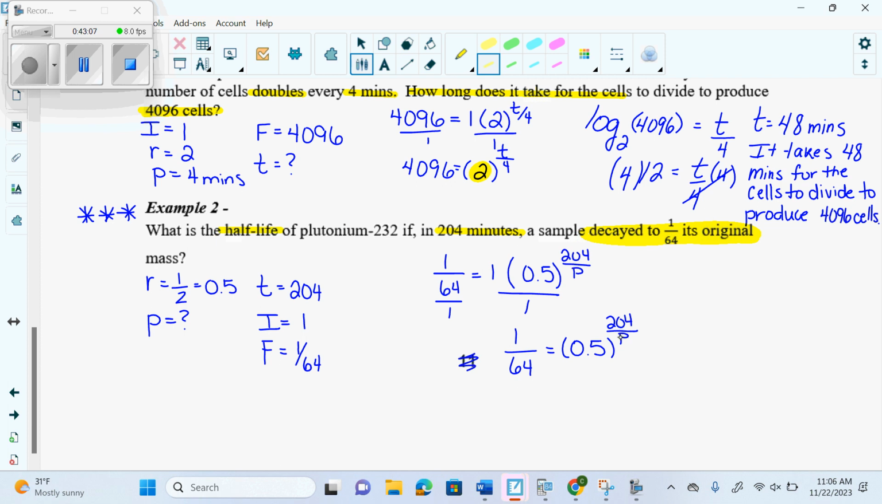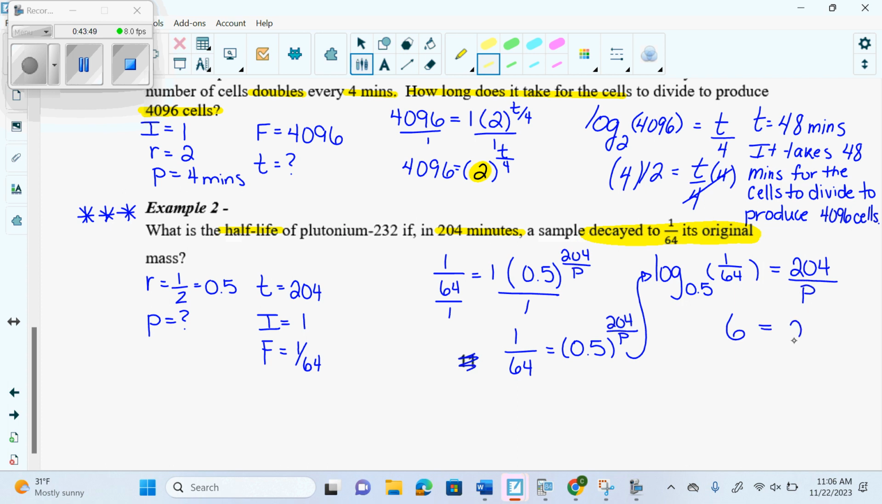Okay, once again, I have the exponent. The variable is locked in the exponent. So what do I have to do? Convert to a log. So I'm going to get log base what? Log base 0.5. And then what goes beside it? 1/64. And it equals 204 over P. So when we type that in, what do we get? 6.